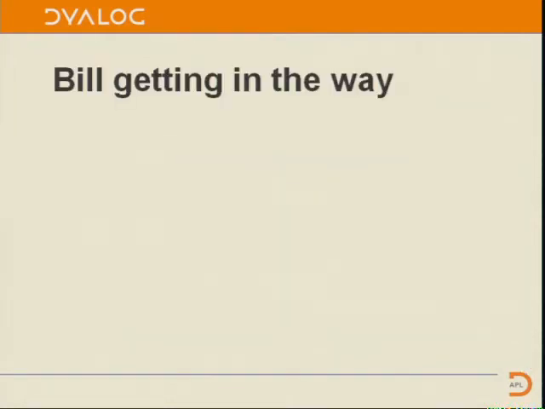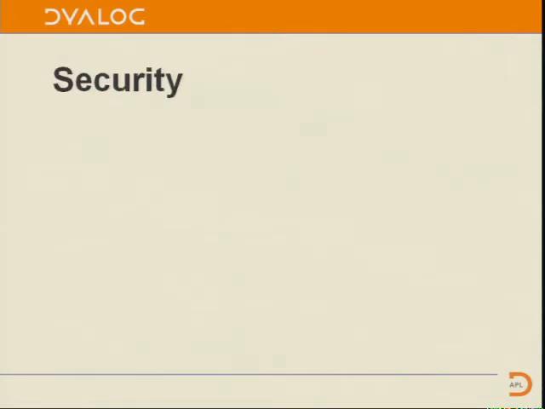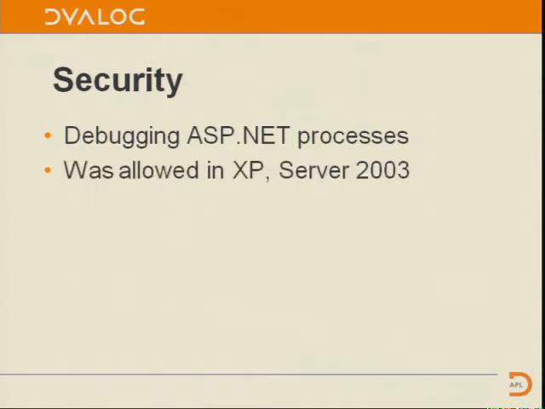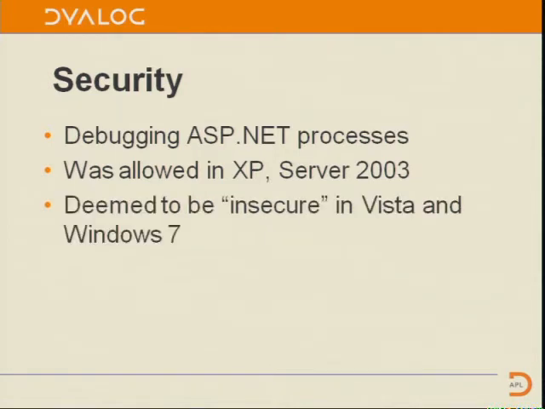Let me talk a little bit about Bill getting in the way. This is, of course, as is the case with everything these days that doesn't work on your computer, an issue related to security. Essentially, it comes down to how we need to debug ASP.NET processes. On Windows XP and Windows Server, basically all the Windows operating systems before Vista, if you had an error in your ASP.NET application, we could pop up a dialog interpreter on the desktop, you could debug it, fix your code, and save your workspace, and everything would be fine and your application would carry on.